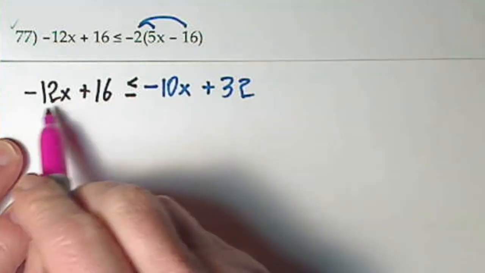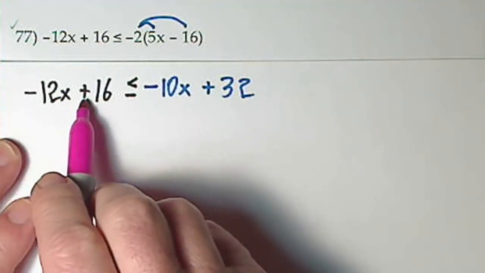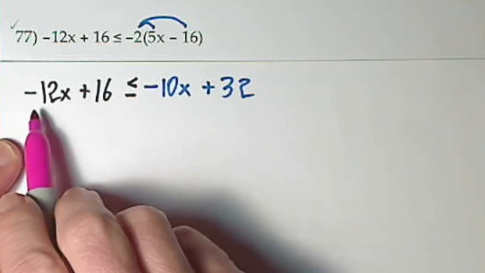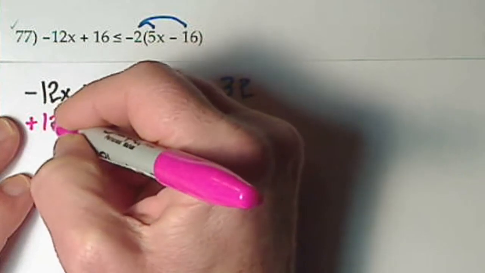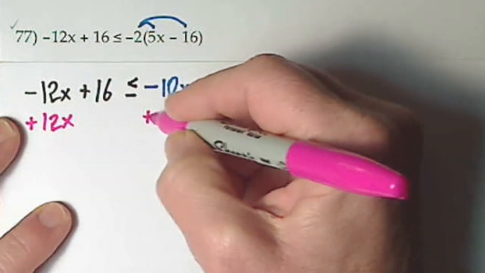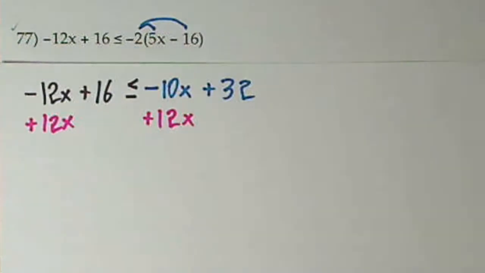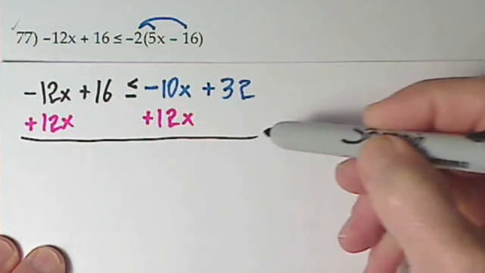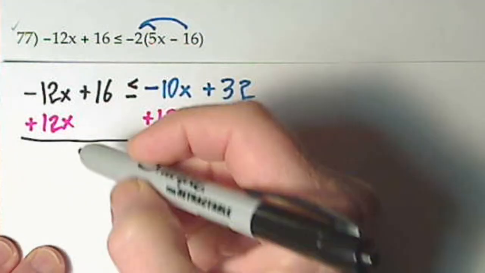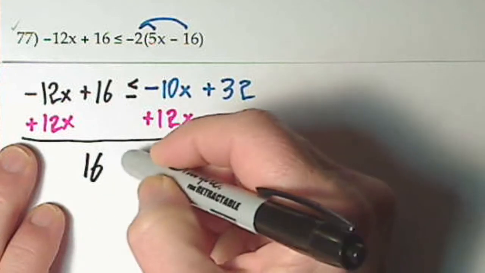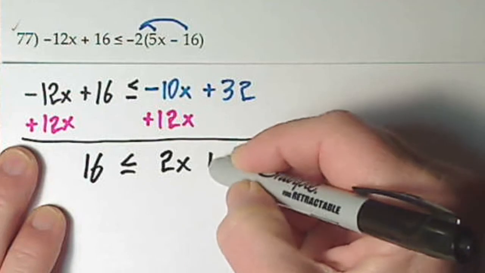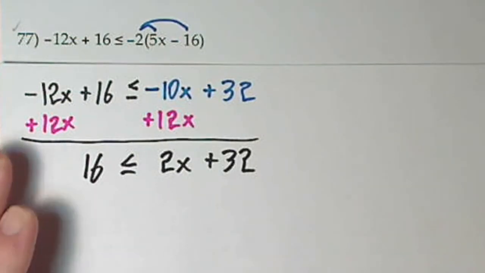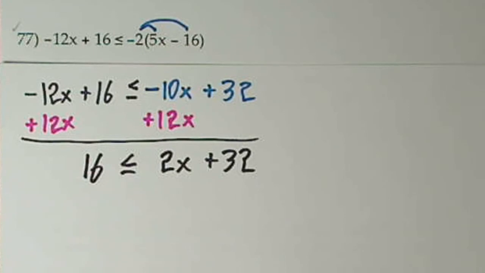So to get rid of this negative 12x, it's held there by addition or subtraction, so I simply use the opposite sign of negative 12x to get rid of it. And I have to do the same thing on each side. Then I just draw a line and bring everything down. That's a 0. I don't have to write it. We have 16 less than or equal to 2x plus 32.